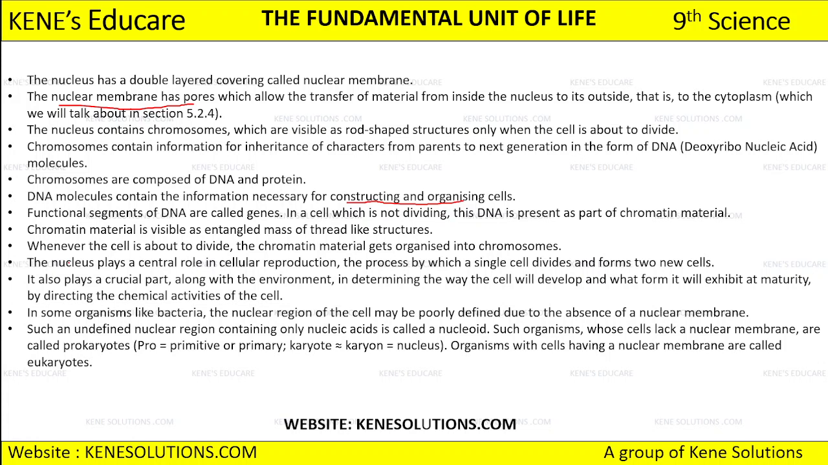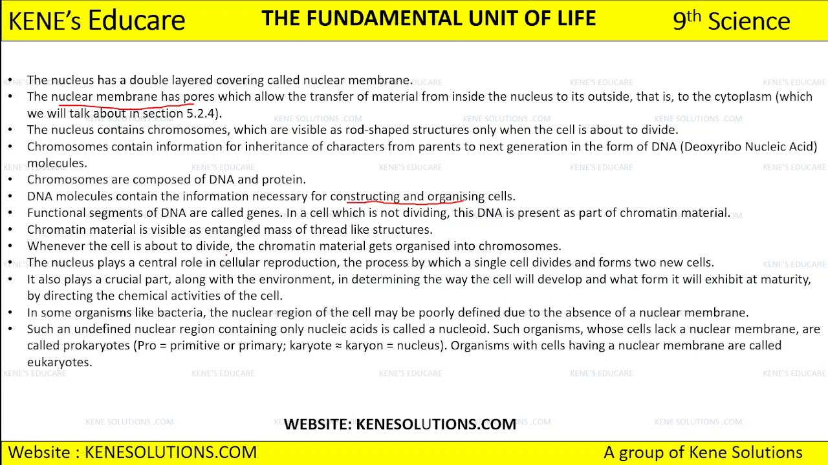So chromatin जो है वो ऑर्गेनाइज हो जाएगा क्रोमोसोम में, and here the nucleus plays a central role. किसका रोल है यहाँ पे सबसे ज़्यादा? The nucleus is going to play a central role here, because the process by which a single cell divides and forms two new cells is called cellular reproduction. So the nucleus is going to play a very important role here in cellular reproduction, and it also plays a crucial part along with the environment, because it helps in determining the way the cells are developing and what form they are going to exhibit when they mature, because there are certain chemical activities which take place of the cell, right?